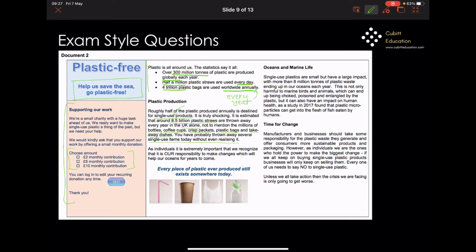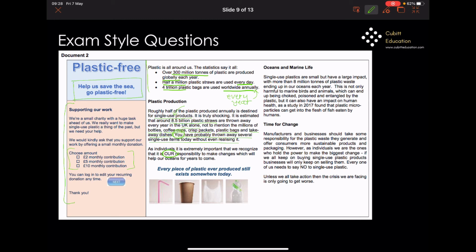Okay, he's quite persuasive there, isn't he? With his language, he's kind of trying to make you think about it. He also uses the word you, telling you, the reader, as we're reading it, making us feel a little bit guilty, which is a good thing. We should stop using so much plastic. As individuals, it is extremely important that we recognise that it is our responsibility, roping us in there again, to make changes which will help our oceans for years to come.